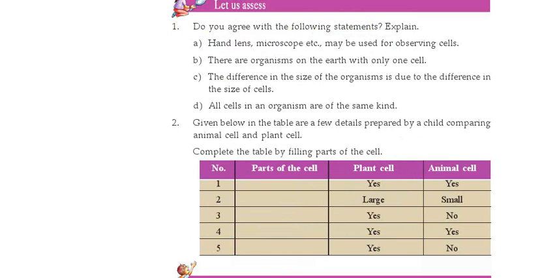Now what is the second question? Given below in the table are a few details prepared by a child comparing animal cell and plant cell. Complete the table by filling parts of the cell. You can do this easily. See, observe this.